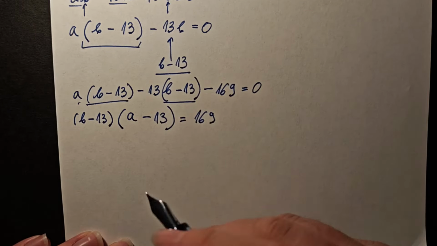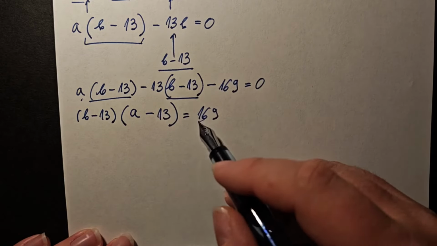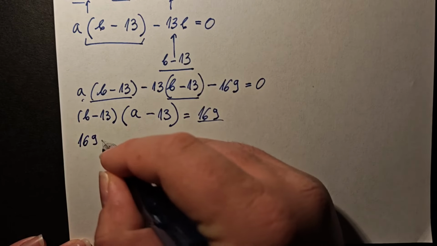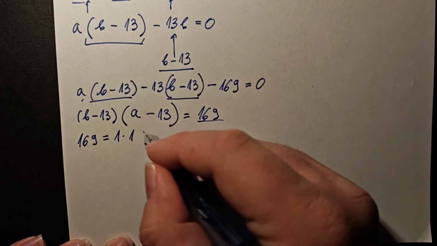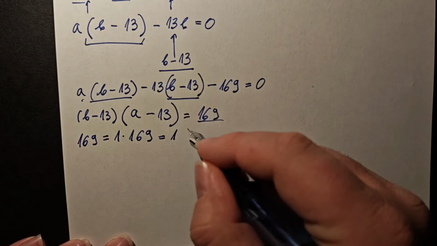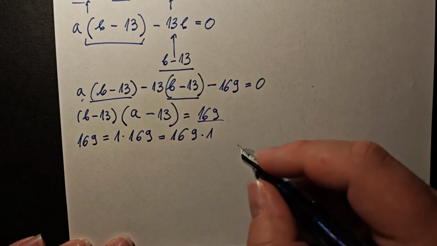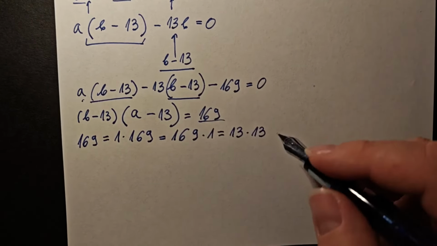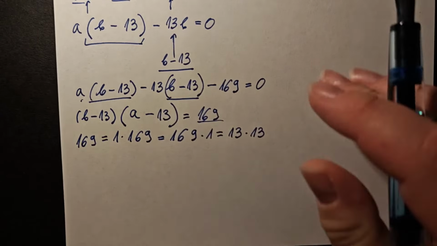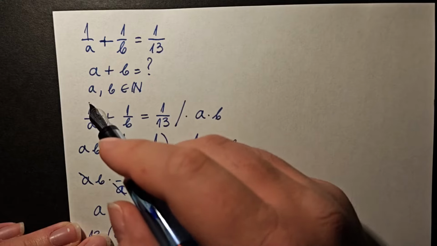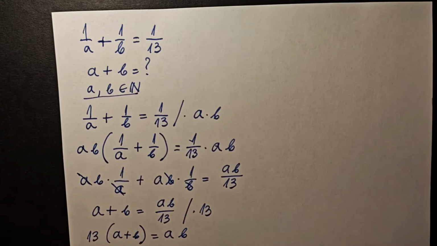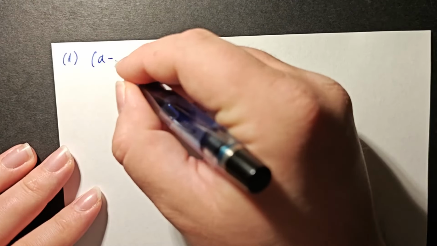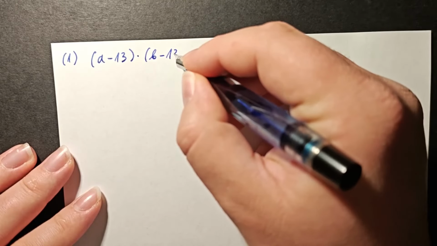169. Now we are going to find all factors that give 169 as a product. So 169 can be written as 1 multiplied by 169, also as 169 multiplied by 1, and as 13 multiplied by 13. We are not taking negative signs because we have this demand from the beginning that a and b are natural numbers.